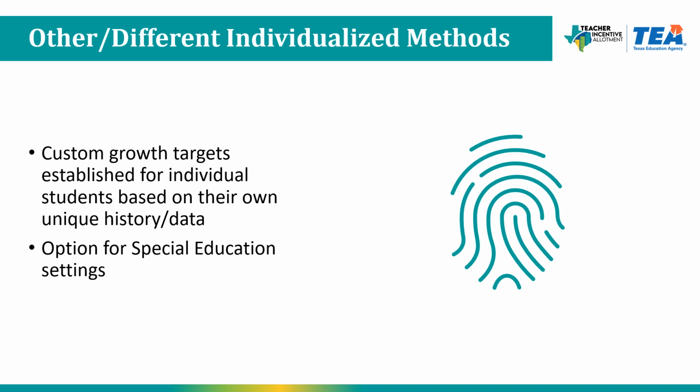The individualized growth model is a specific model utilized in smaller classes where the teacher has a high degree of familiarity with the students. These growth targets are unique and set for individual students based on their history and available data. The individualized growth model can be a good fit for special education as they can be tied to IEP goals. To be clear, IEP goals are not the same as expected growth for student learning, but the TIA student growth targets can align to individual student learning goals.